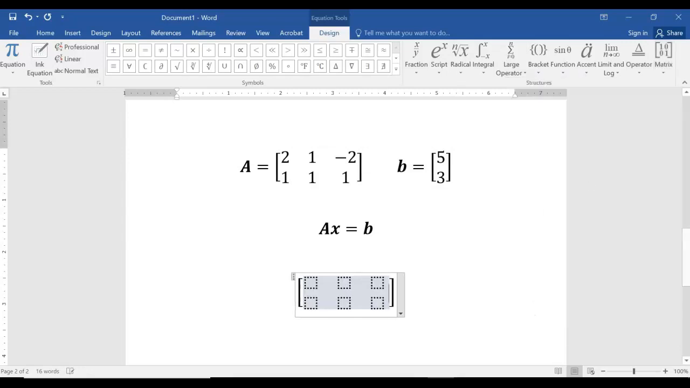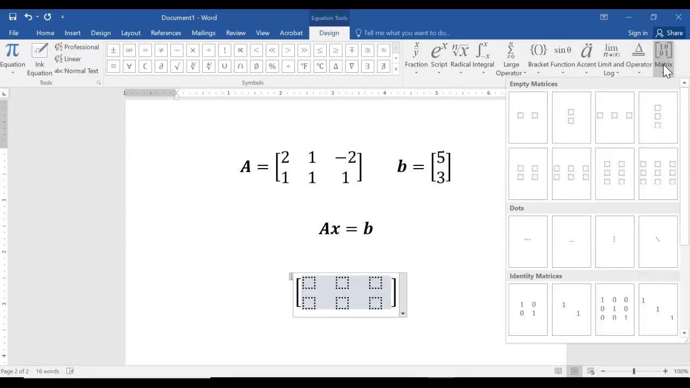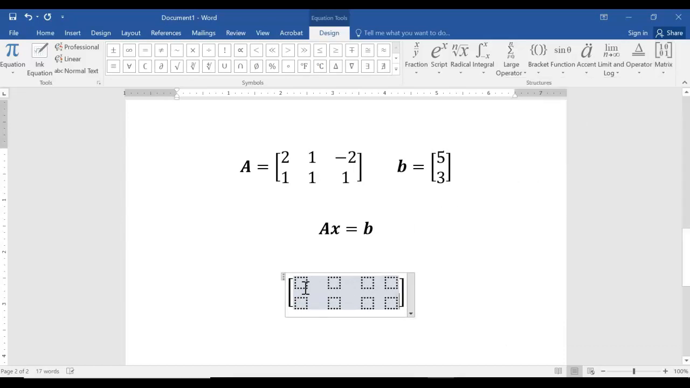I need another column. So we're going to create this augmented matrix: 2, 1, negative 2, and then 5 for the first row. For the second row, we get 1, 1, 1, 3.